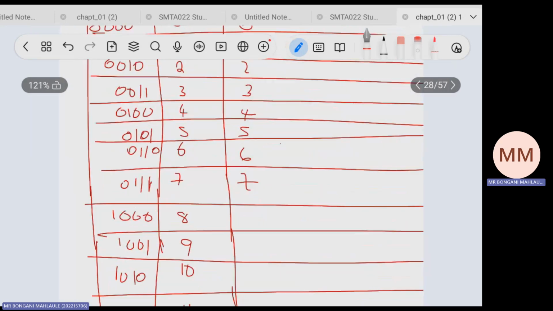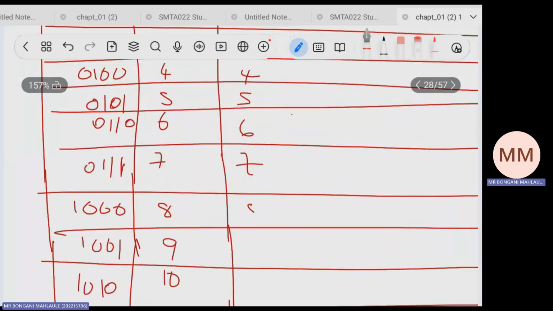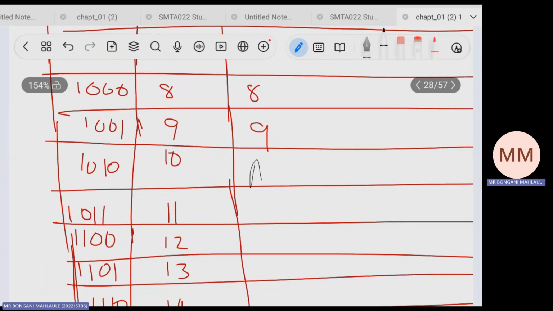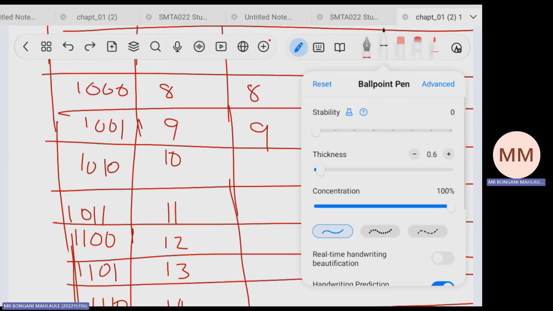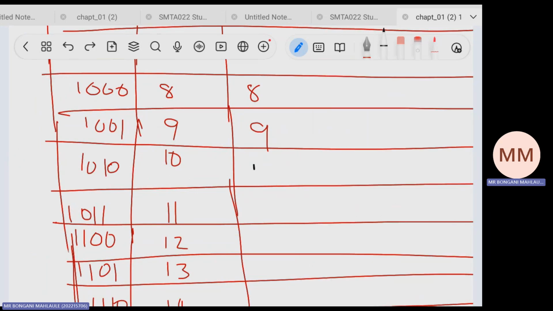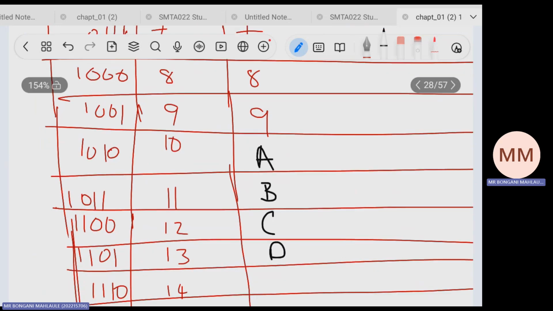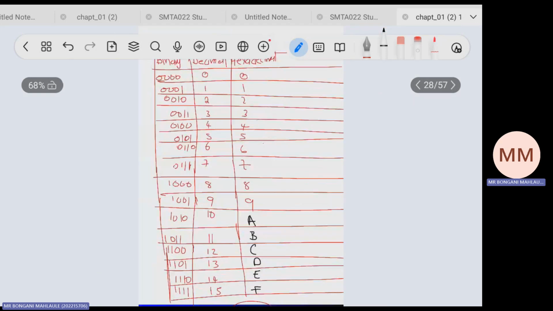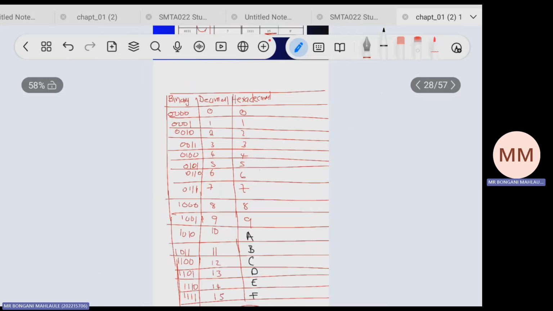Now you must also fill up this. With the hexadecimal, our values will change from 10. From 10, this will now become A. Then you'll have B, C, D, E, F. So we're ending at F, right? This is the hexadecimal.